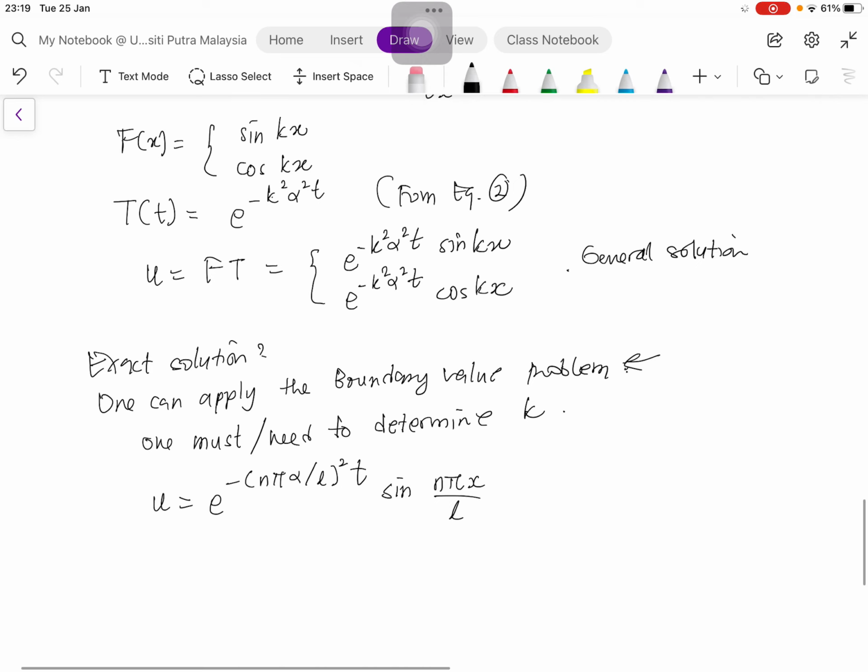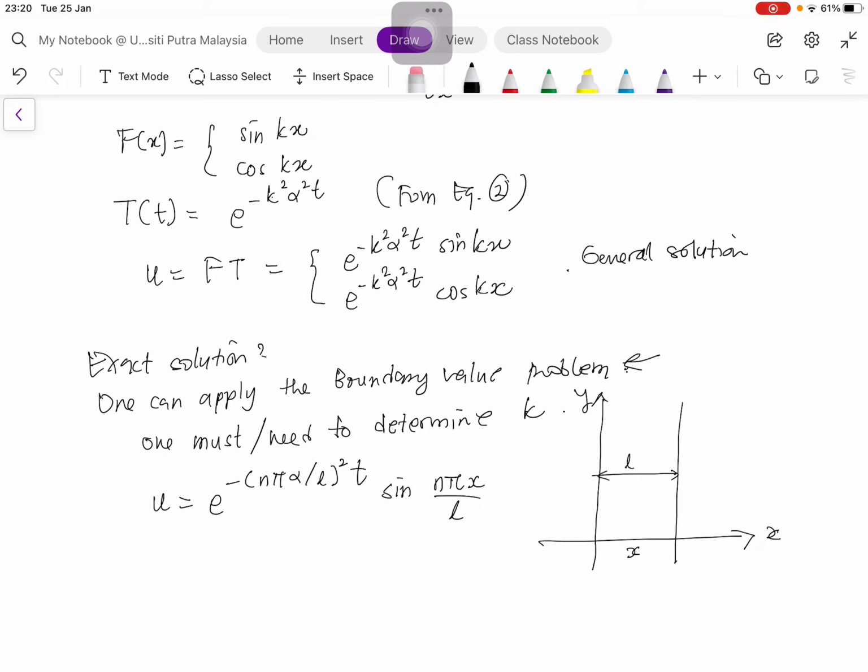So where does this l come from? It comes from the model, the problem that you're considering. You have a distance of l here, and you're trying to find the heat flow through a slab. So this is a slab with thickness l. So alpha and l are parameters for the problem.